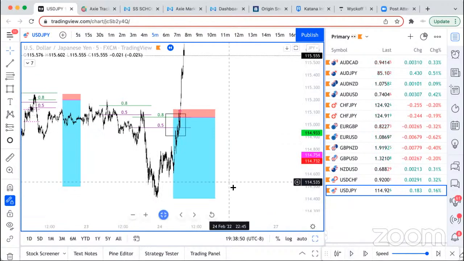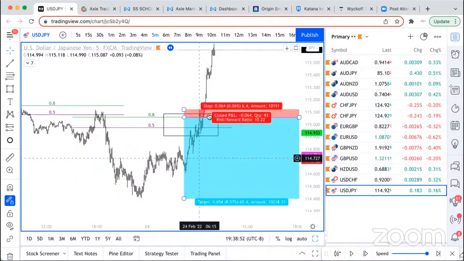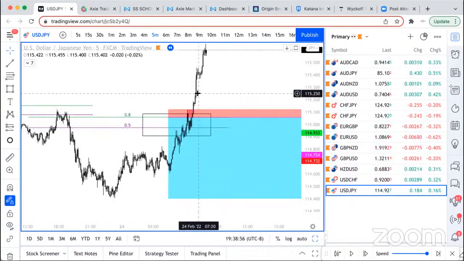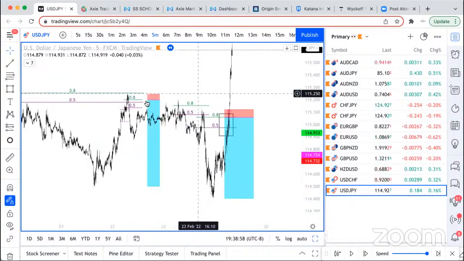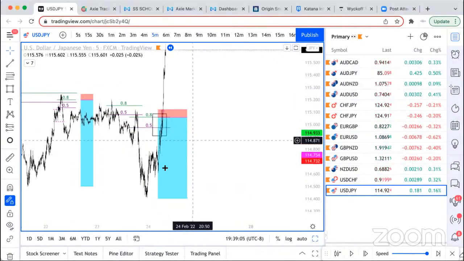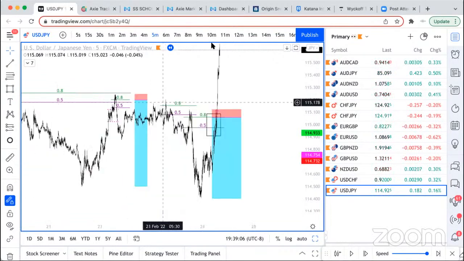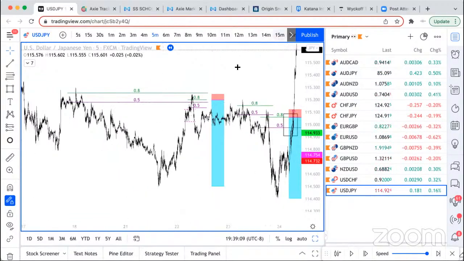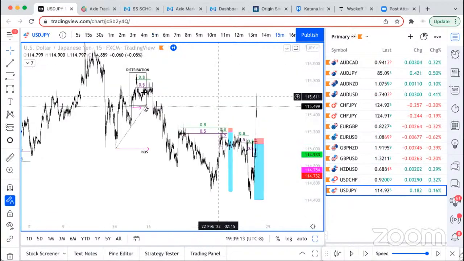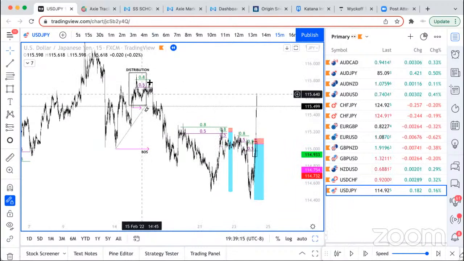So you see price tapped us in, gave us a little move, and took us out. So stop loss. And obviously this trade would have been stopped out at break even. And now what we've done is we traded all the way back up into our redistribution area, right?